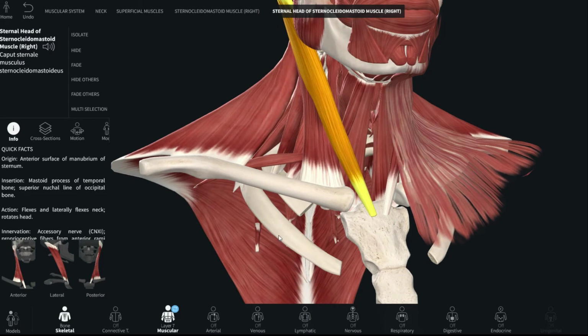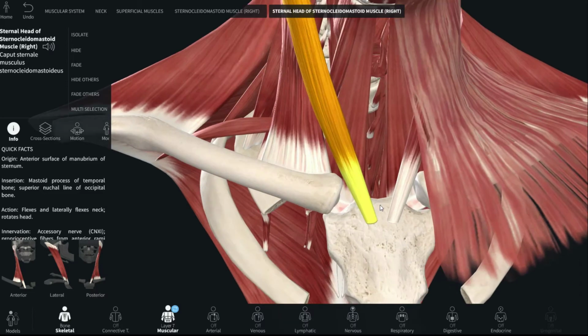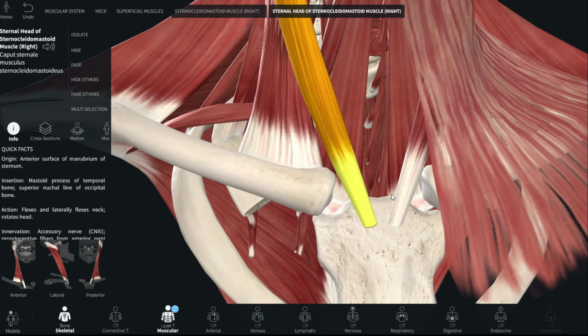it's taking origin from the superolateral part, supero, because this is the superior part, right? And a little lateral, not midline, a little lateral, superolateral part, obviously of the front of the manubrium sterni, and below what? Below this notch. This notch is the suprasternal notch.